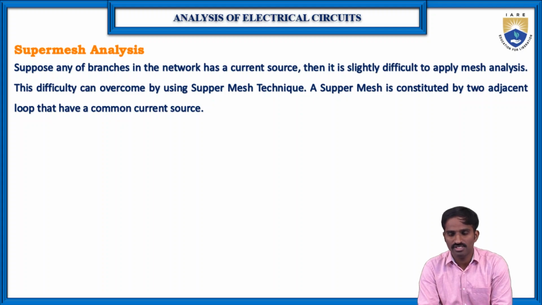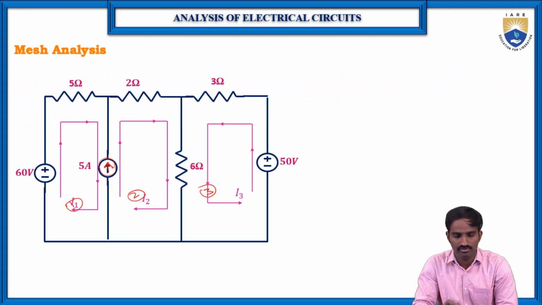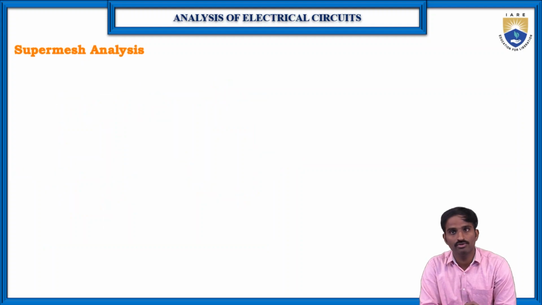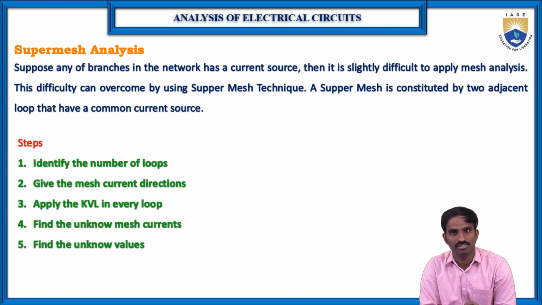So this super mesh is constituted by two adjacent loops having a common current source, because in the previous network you can see here the two adjacent loops having one common current source. So in these cases we are going to apply the super mesh analysis. Then how are we going to apply the super mesh analysis? Here you can see. Of course, the procedure is the same again.